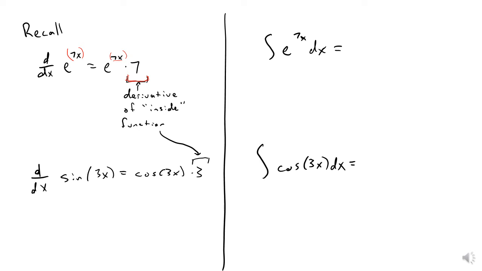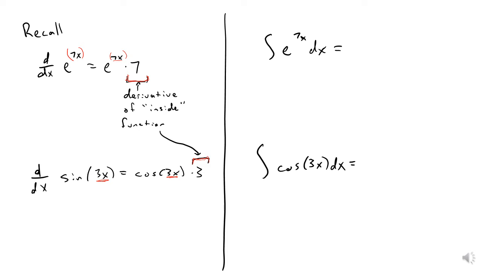The second example is basically the same, the derivative of sine 3x. Here we have an inside function 3x. So for the derivative, you do cosine and then leave the inside function alone, and then multiply by the derivative of the inside function. In this case, the derivative of 3x is 3. All right, so let's keep that chain rule in mind when we do these antiderivatives over on the right.